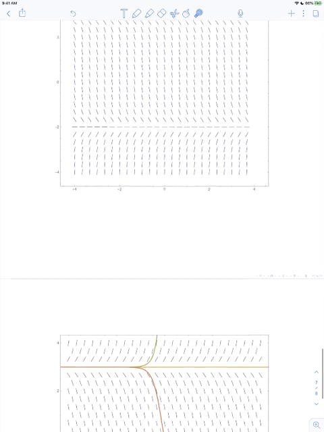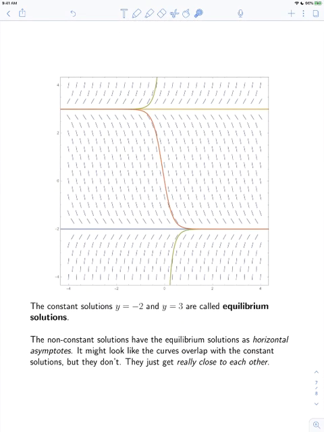These are constant solutions. We call constant solutions equilibrium solutions because they don't change over time. If we think of x as representing time in some way, so as x goes from left to right, we think of time as passing. And for a constant solution, as time is passing, the y value doesn't change. So it's in equilibrium. So that's why we call them equilibrium solutions.